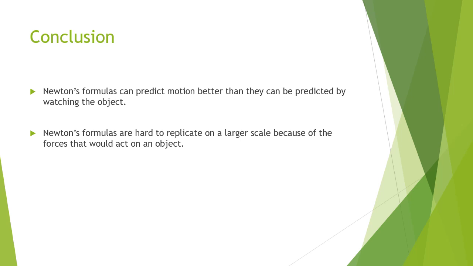So in conclusion, Newton's formula was able to predict the motion better than just watching the object, but if you're going to put this on a larger scale, it will become worse because the friction force on it will grow, and it will change it more and more the larger the scale gets.